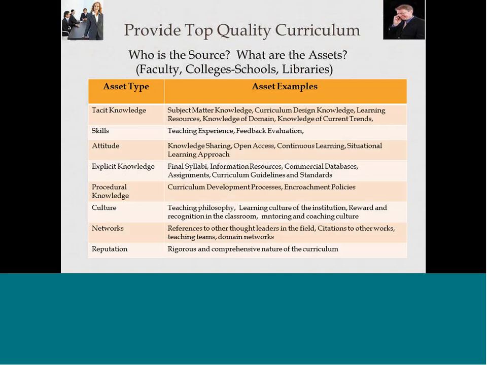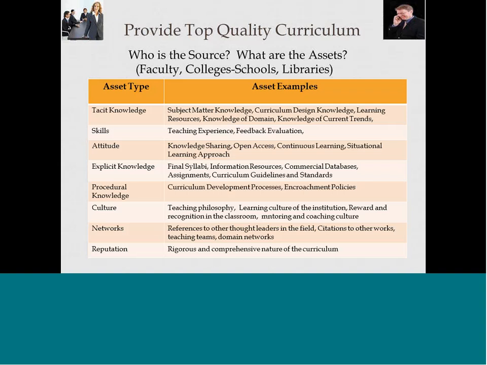So let's look at providing a top quality curriculum. Who is the source of the curriculum? What are the assets that are needed to support this? Well, I would say that the faculty, the colleges or schools at the university, and the libraries are probably the primary sources of intellectual capital assets here. What do we mean by tacit knowledge?